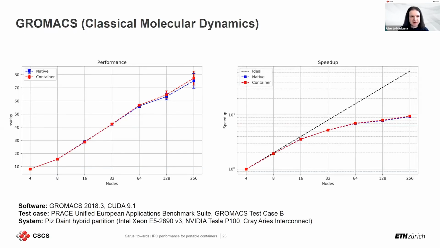So the first application I want to show you is GROMACS, an implementation of classical molecular dynamics simulations. The test case is test case B from the PRACE Unified European Applications Benchmark Suite. Container data is in red, native data is in blue, once again, and we are running from 4 up to 256 nodes. Once again, we see that the results between the container and the native applications are pretty close, with the container application even inching slightly ahead at the higher node counts.